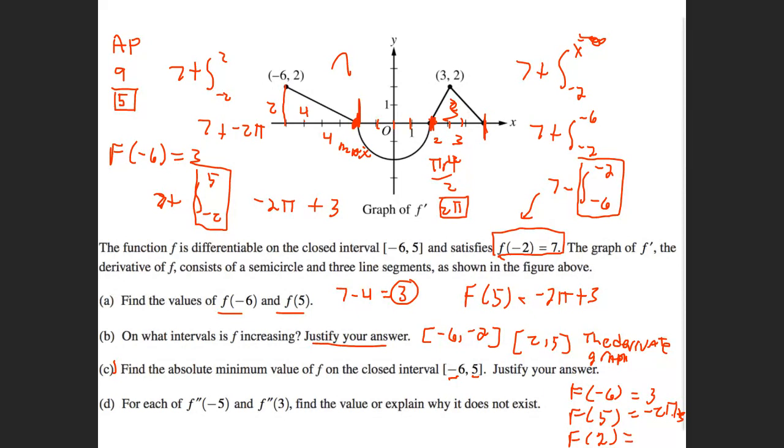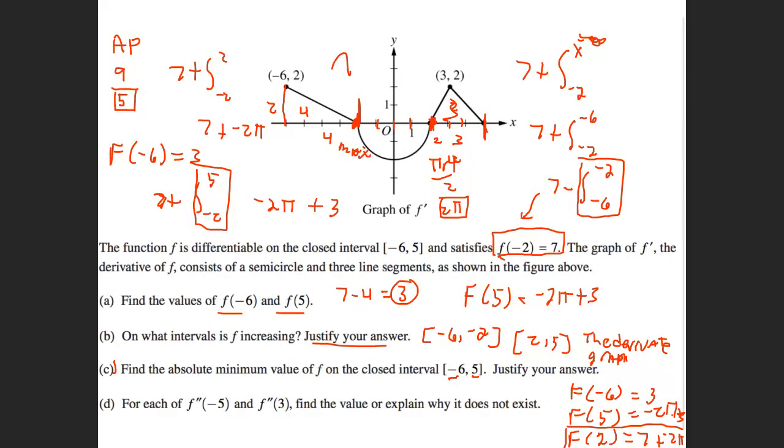So this is 7 plus negative 2 pi. Negative 2 pi is like 6 point something, right? So 7 plus negative 6, this is a pretty small number. This is the smallest value. So I would say that this is the absolute minimum on this interval.